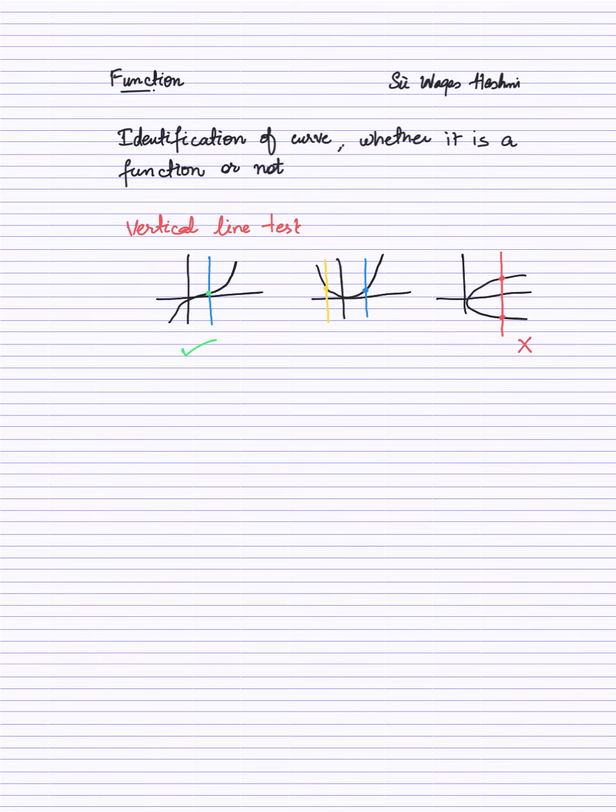So the first two are functions because they pass the vertical line test, which says that if you draw a line and that line cuts the curve at only one point, then it is a function, right? But if it connects the curve at more than one point, then it is not a function.